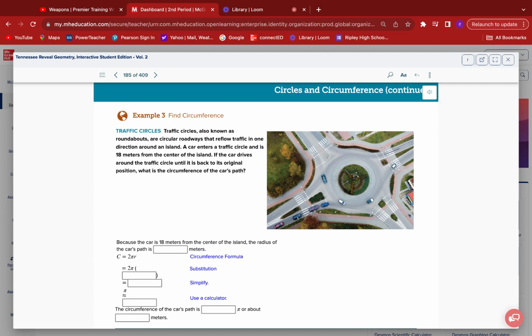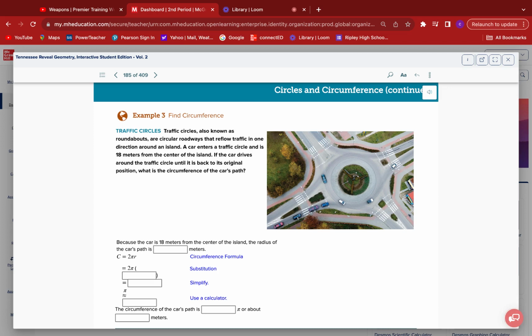Oh, we got a traffic circle. Funny, I actually went through a traffic circle, a couple of them, over Thanksgiving break, because I went to visit my sister who lives in Mississippi, and they put in traffic circles in the town she lives in.